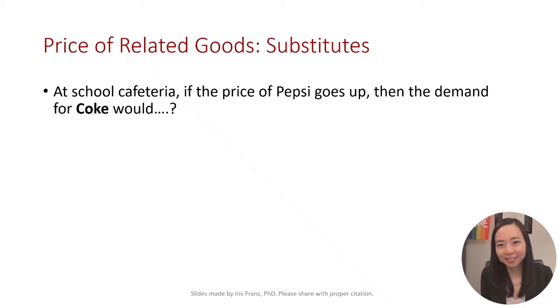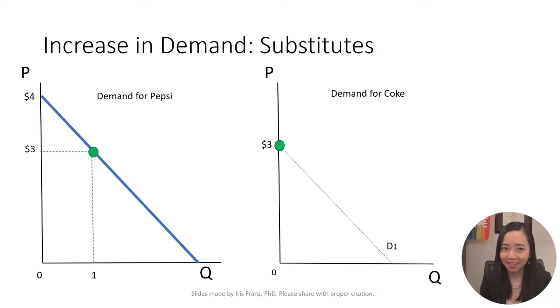Now, let's think through a scenario. Suppose you usually grab a Pepsi to go with your lunch at the school cafeteria. On a typical day, both Coke and Pepsi are priced at $3 per can. But today, something has changed. Pepsi is now $4, while Coke is still $3. So what would you do? Would you still choose Pepsi, or would you switch to Coke instead? Unless you're a very loyal Pepsi fan, most of us will probably switch and grab a Coke instead. Here's what's happening.